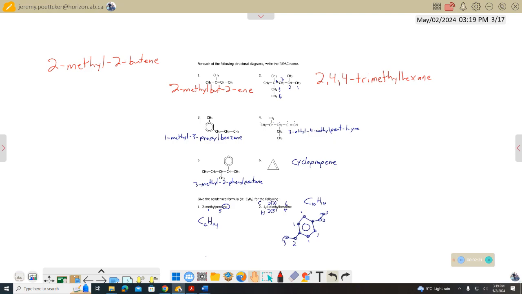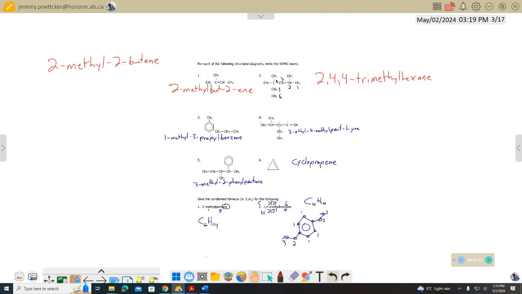When we look at this one here, again, that triple bond gets numbering priority. So it's between 1 and 2. So we have a pent-1-yne. And then we've got 1, 2, 3, 4, 5 carbons. So it is 3-ethyl-4-methylpent-1-yne. Again, ethyl comes before methyl.